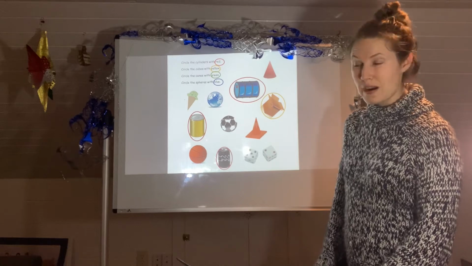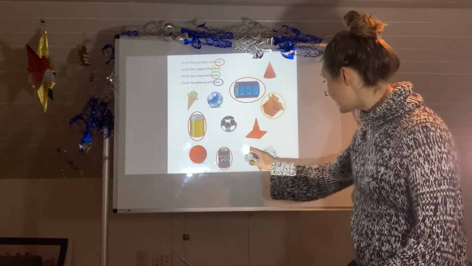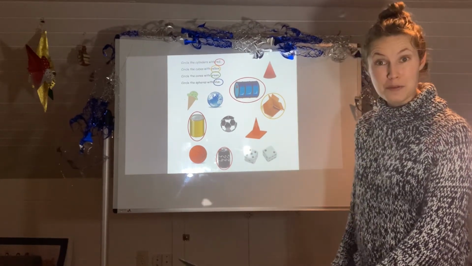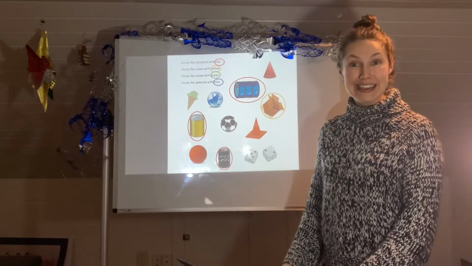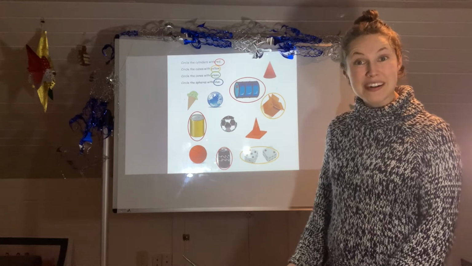Basketball, that's too round. Oh, what about my dice? My dice, they have 6 square faces that are all the same size and no round parts. They must be a cube. Nice work. All right, let's move on to our next shape.